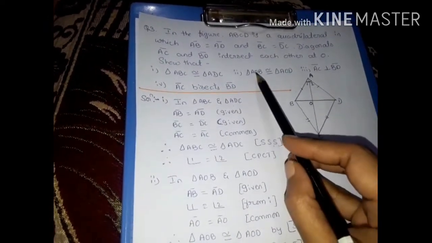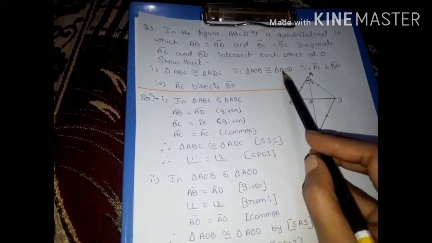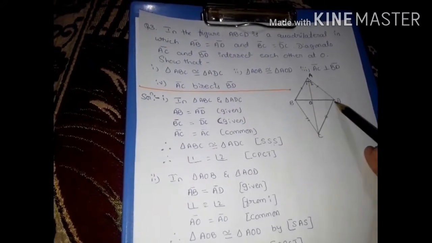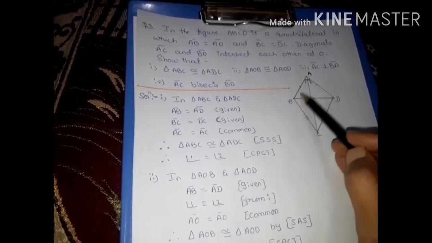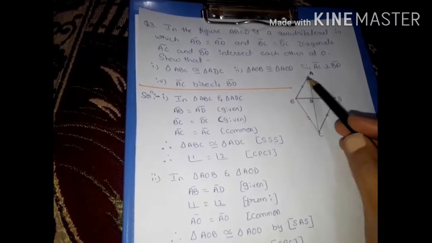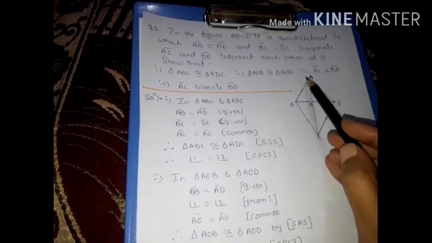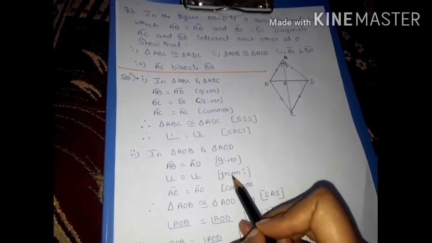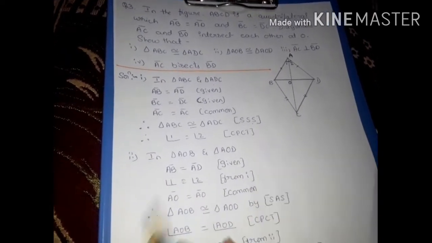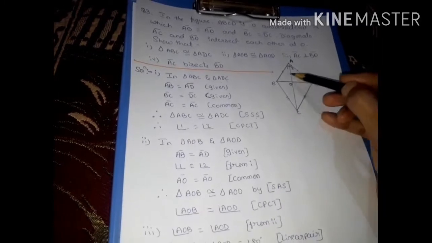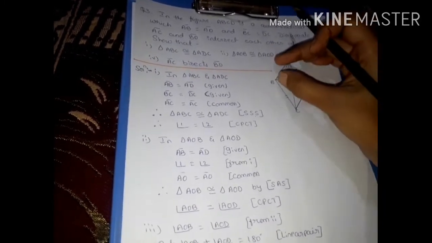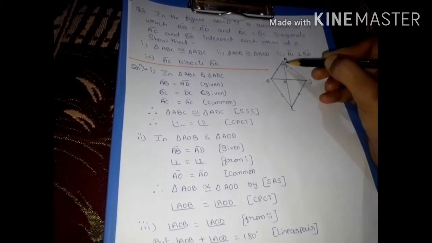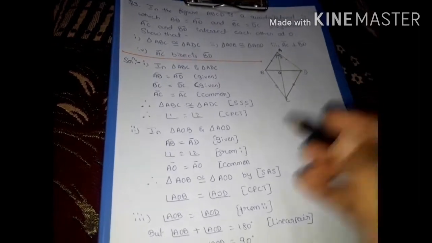Second, what we have to show here, triangle AOB is congruent to triangle AOD. Consider these two triangles. In these two triangles, AB equal to AD given already. Angle 1 equal to angle 2, which we showed earlier by CPCT. From these two triangles AOB and AOD, AO line segment is common for both the triangles. Then AO equal to AO, you can write, because it is common.